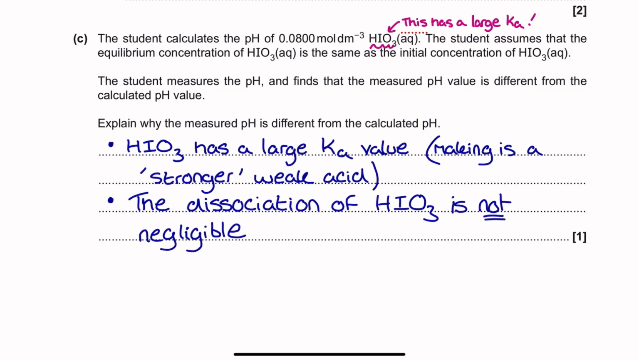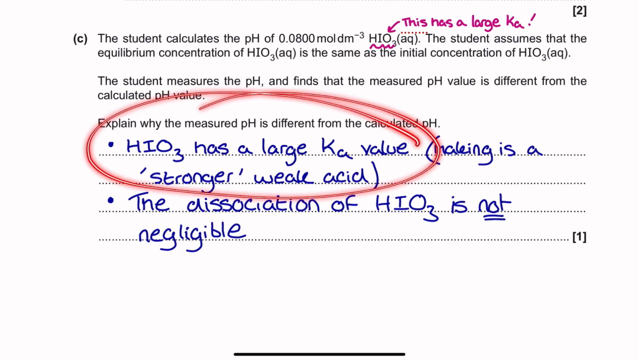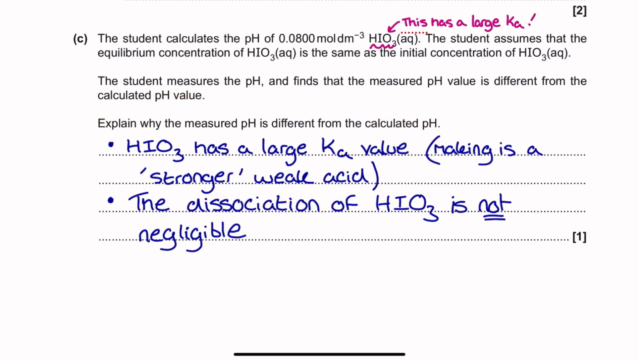solution. Well, the HIO3, which is the iodic(V) acid, has a large Ka value, meaning it is a stronger weak acid. Be so careful here with your vocab, please. Do not say it's a strong acid. It's just a stronger weak acid. Remember, there is a scale of strength within the weak acid category. The dissociation of the HIO3 is not negligible, and so as a result, the approximations we make in our calculation of the weak acid are not valid.